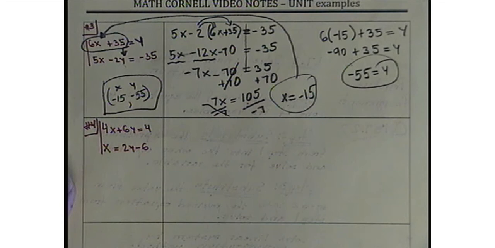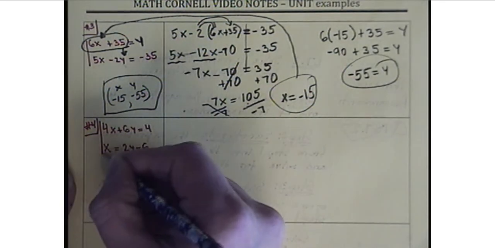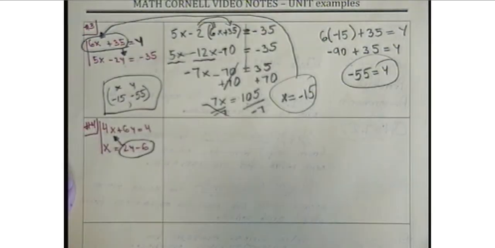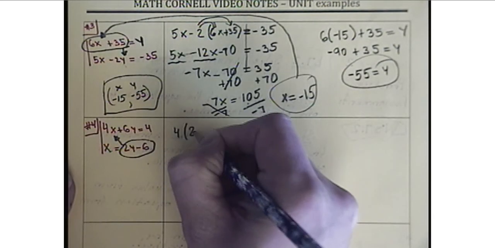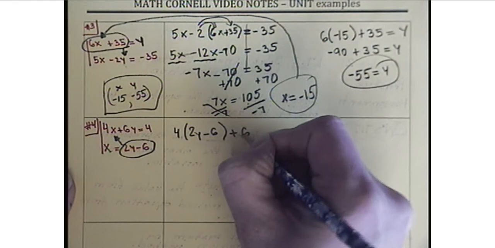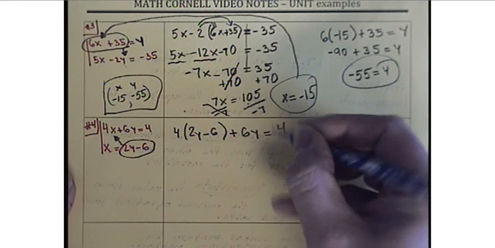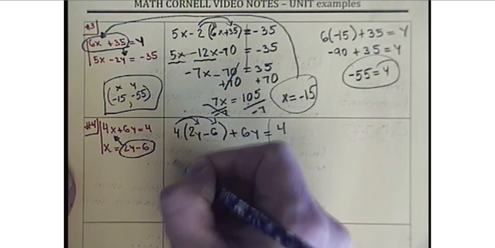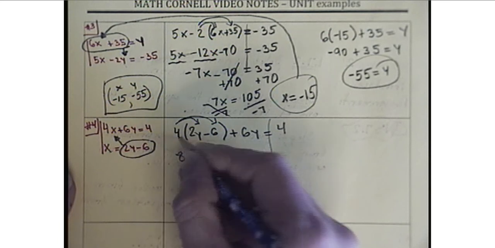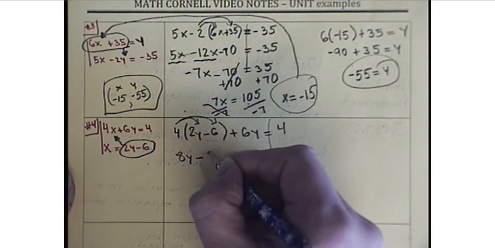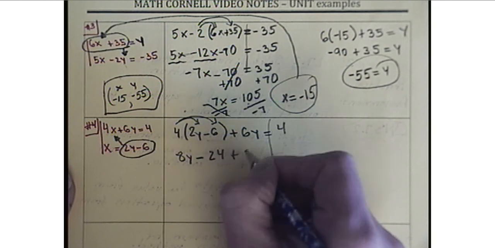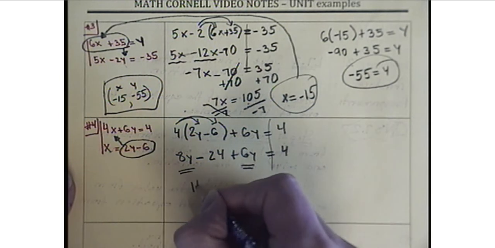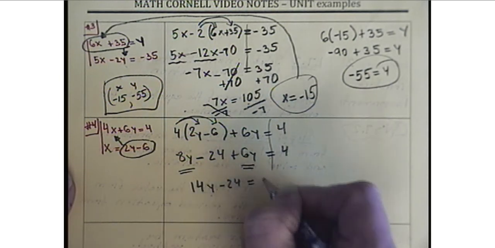substitution method. So here's variable x itself, very well laid down for us, and I will substitute it over here into the first equation. So 4 times 2y minus 6 plus 6y equals 4, and both variables are y. Awesome. We apply the distributive property, which is 8y. 4 times negative 6 will be negative 24 plus 6y equals 4. 8y plus 6y is 14y minus 24 equals 4.